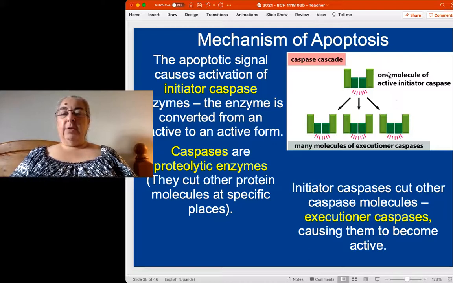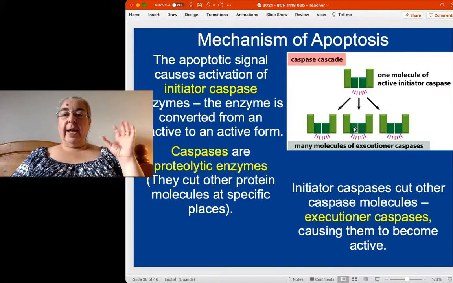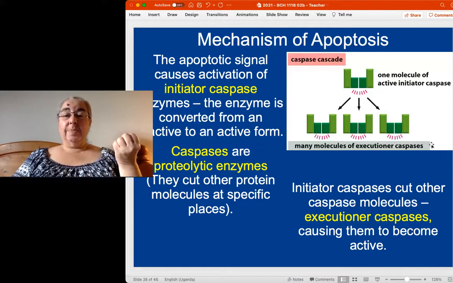So in apoptosis, the cascade is the caspase cascade. One molecule of an initiator caspase can become activated by receiving the original signal. This can then go on to activate many other molecules of executioner caspases. Okay, so just as the name implies, these are responsible for killing the cell.